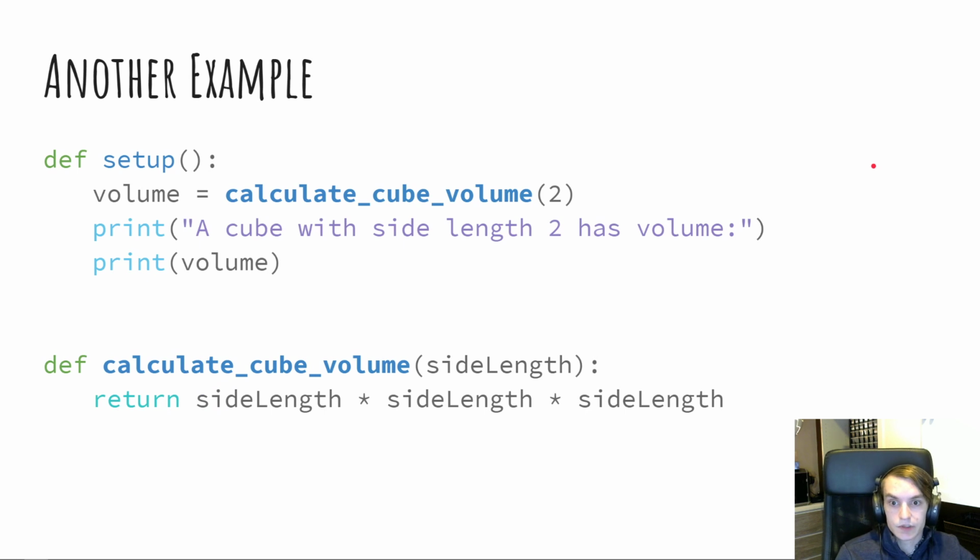So we're going to do another example. This one is a little bit more complicated. We're going to do some math beyond just 2 plus 2. So we're also going to use a parameter. I'll give you just a second to read this. What we're doing is we are calculating the volume of a cube with side length 2 and then printing that.